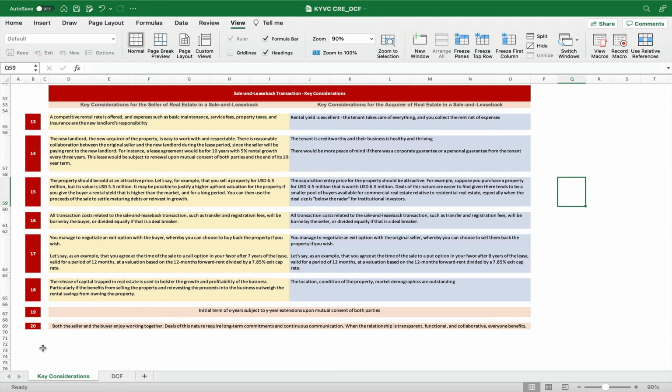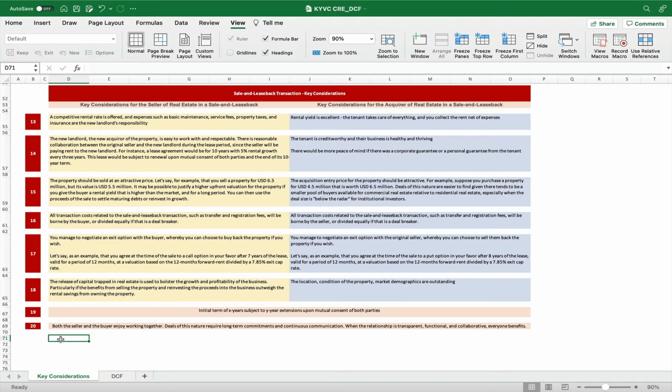Also, you would need to have a very transparent relationship. You need to agree as to when rent is paid, what are the increments, what are the lease terms. So you need to really have a collaborative relationship, especially when you're negotiating these documents, the deal documents.